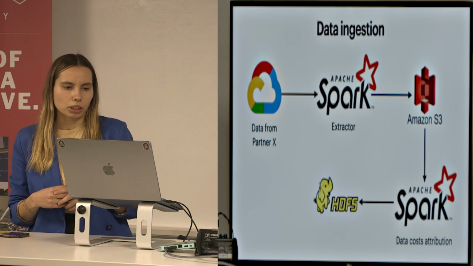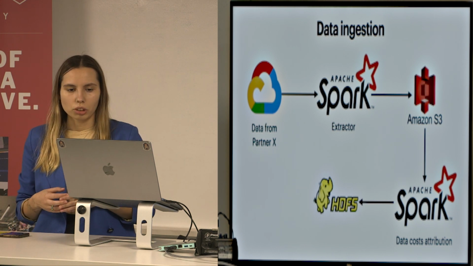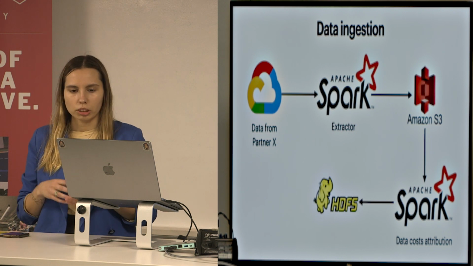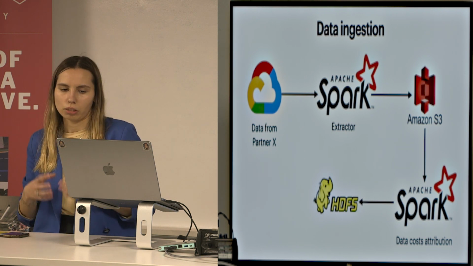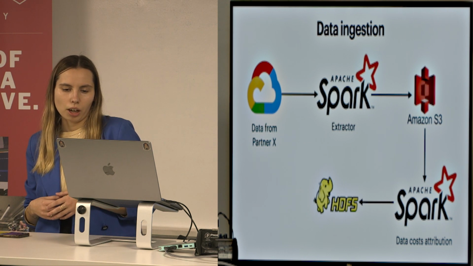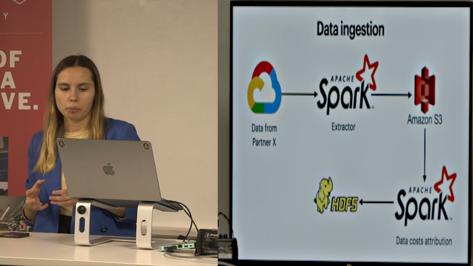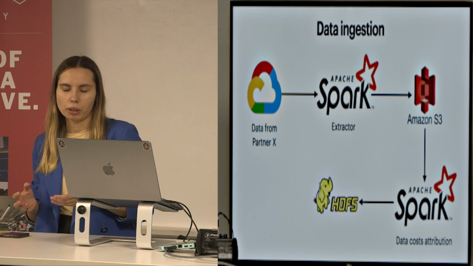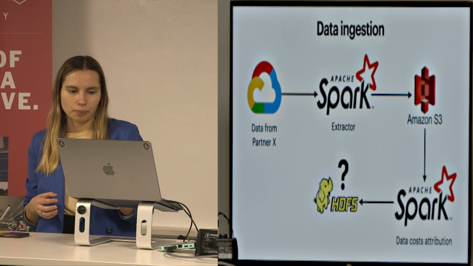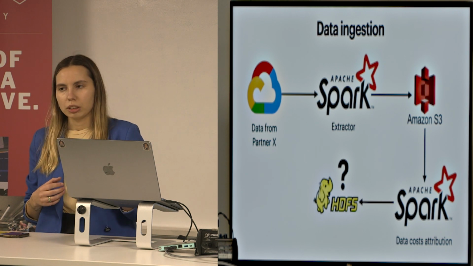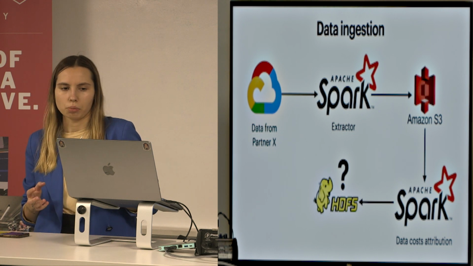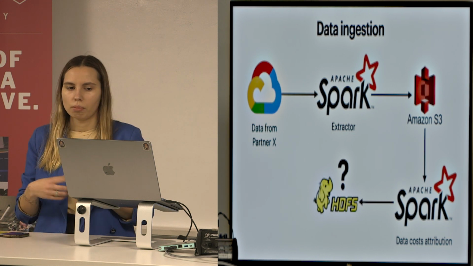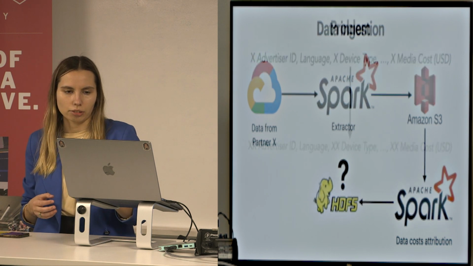So what we have is a pipeline which ingests the data from Google Cloud. There are 2 Spark jobs, one extractor, which just extracts the data and pushes it to Amazon S3 in a specific partitioning mechanism that works better for us. Then we have a heavier part of the pipeline, which is the data cost attribution job, which delivers the results to HDFS. So what we have is the data missing at the end of the pipeline. As you can see, there could be 2 places where it went missing: in the source, in the extractor job, or in data cost attribution.